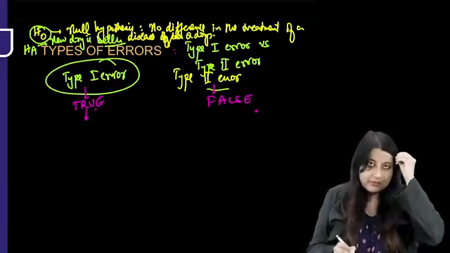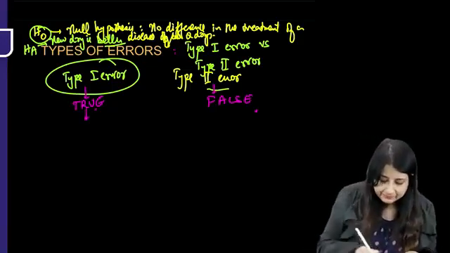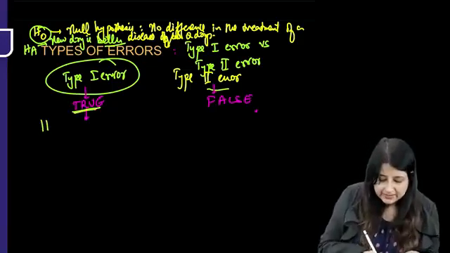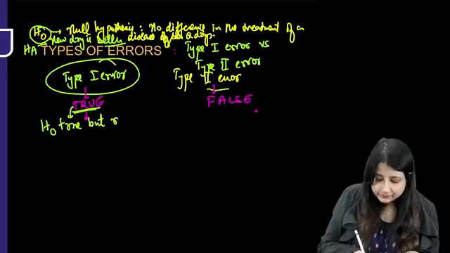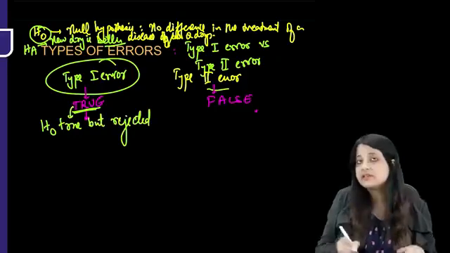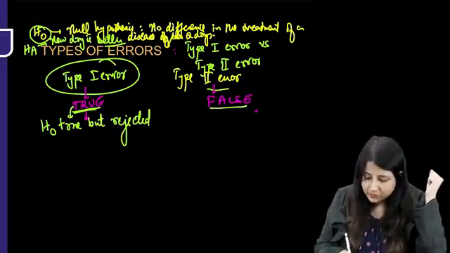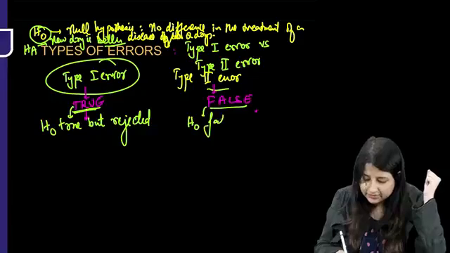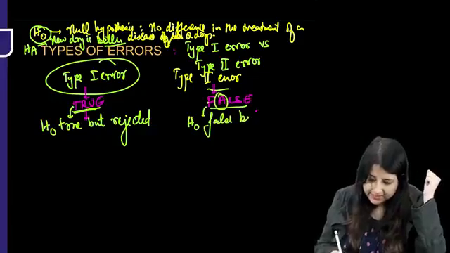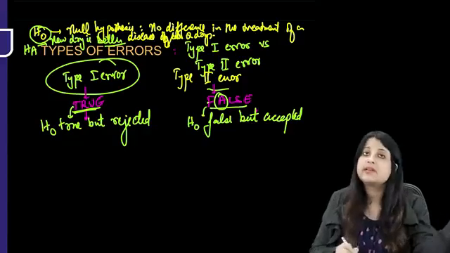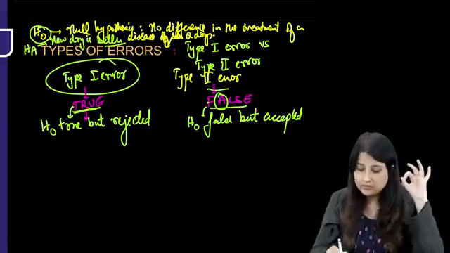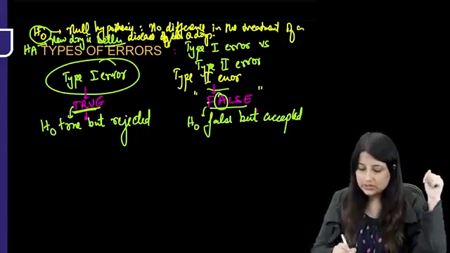Now what is this type 1 error? So look over here, very easy. Remember the word true. So that means H0 is T for true but rejected. Okay, and what is this type 2 error? H0 is false, F for false, but A for accepted. Okay, so what is type 1 error? Null hypothesis is true, okay, T for true, but rejected. And what is type 2 error? The word associated with it is false. False means H0 is false, F for false, but accepted.